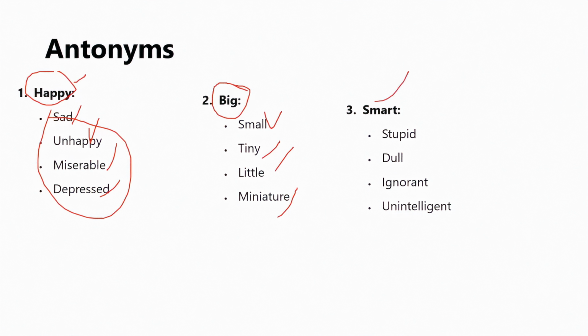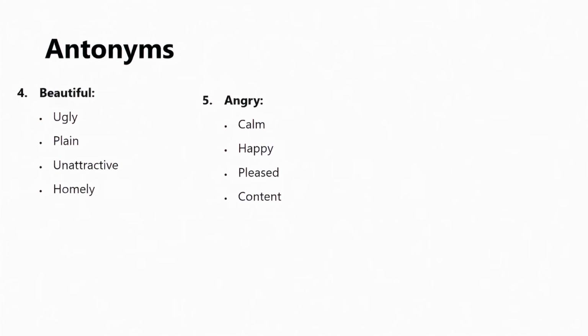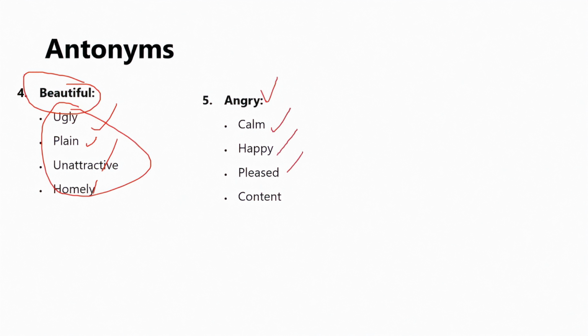Smart, intelligent, and opposite to these are stupid, dull, ignorant, or unintelligent. If we take another example of the same words, beautiful, ugly, plain, attractive, and homely. These are words opposite to beautiful. And if we talk about angry, calm, happy, pleased, content. These are words opposite to angry.